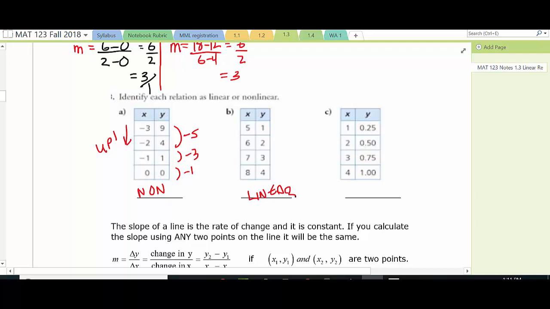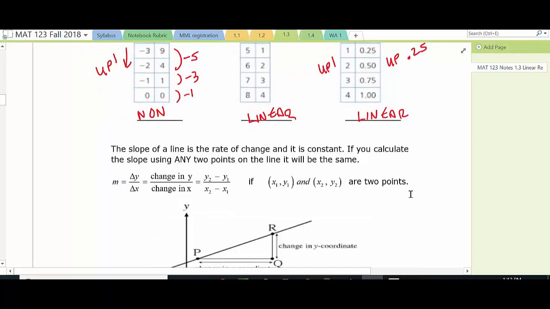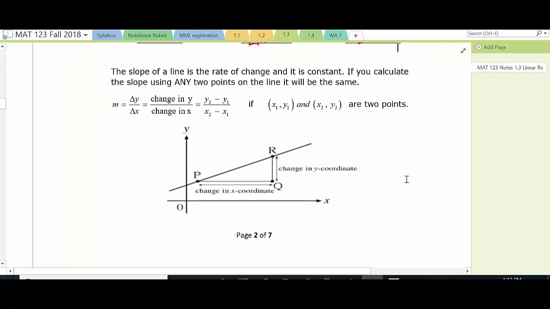Yep, that's linear. This goes up 1. This goes up by what? A quarter, 25 cents. So that's linear. So if you plotted the points on C, it would make a line. That's the idea. So that's what we mean by data being linear. It has a constant rate of change. All right. Okay, so on here, this is just a couple of things that we've already talked about.